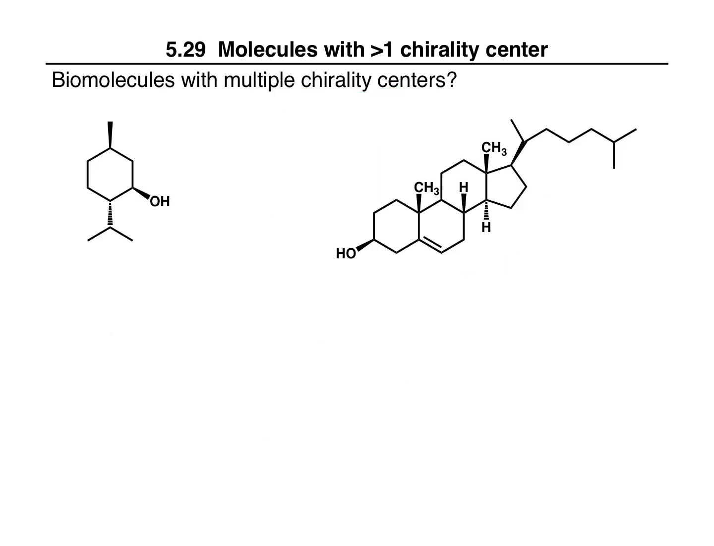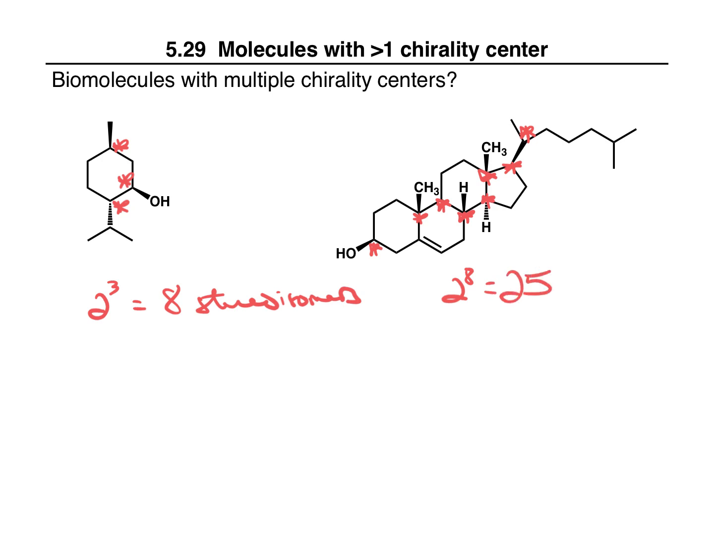Now, what about biomolecules with multiple chirality centers? So with menthol, we have 1, 2, 3 chirality centers. So 2 to the third, we have 8 stereoisomers possible. With cholesterol, we have 1, 2, 3, 4, 5, 6, 7, 8 chirality centers. So 2 to the 8th, this gives us 256 stereoisomers possible.